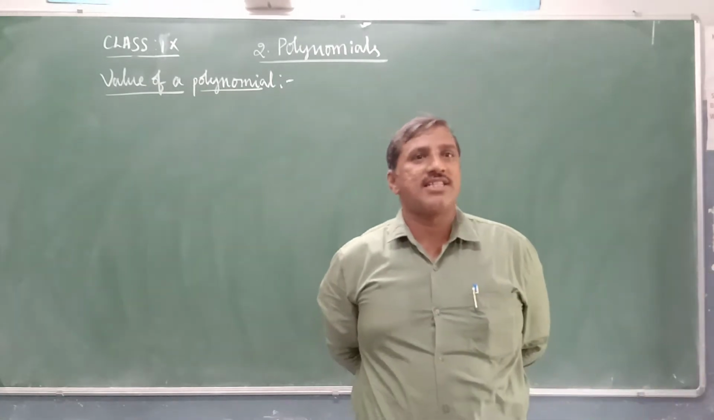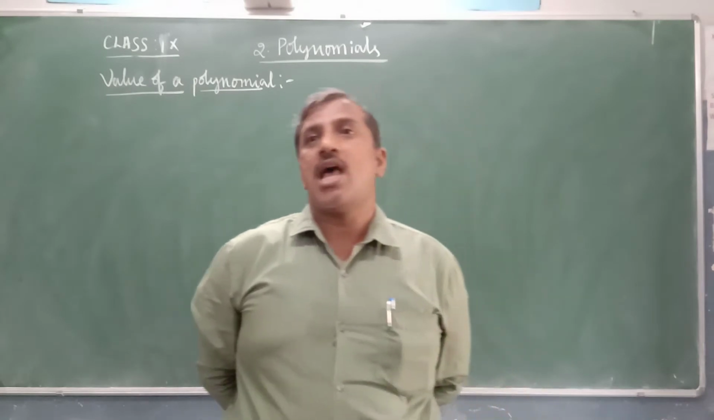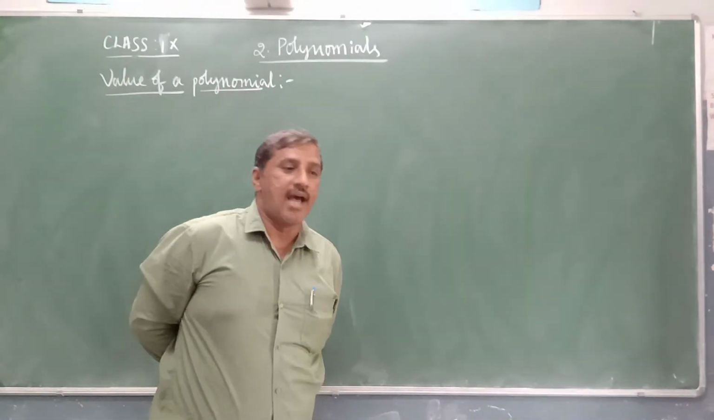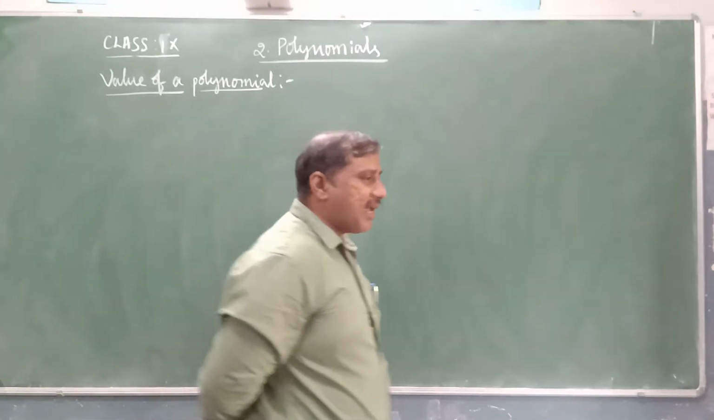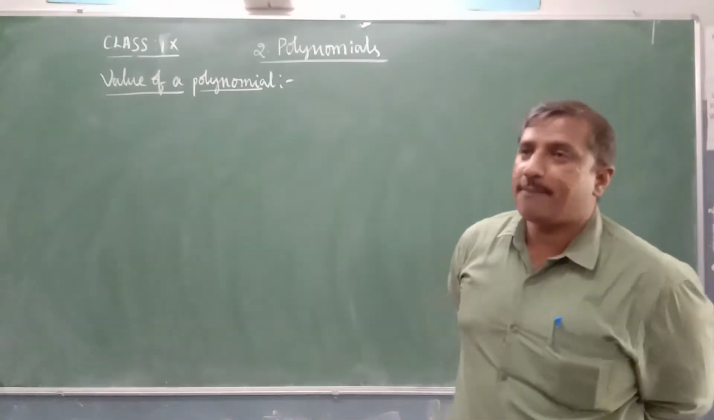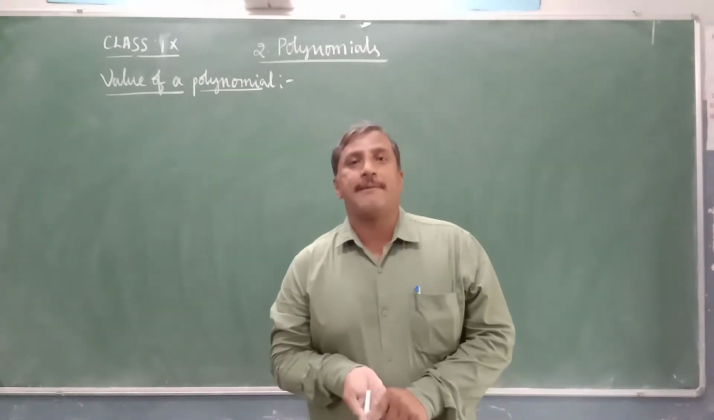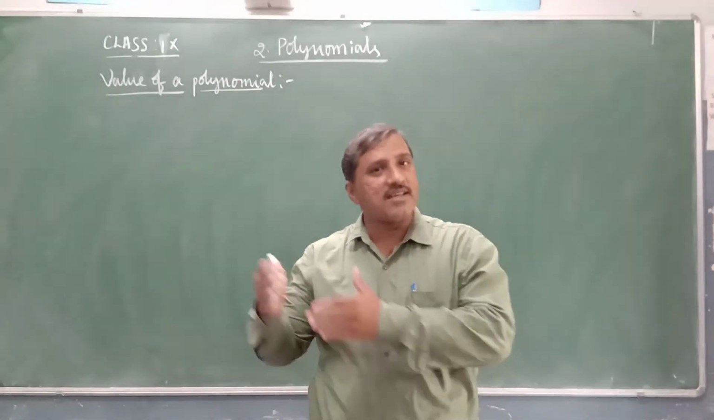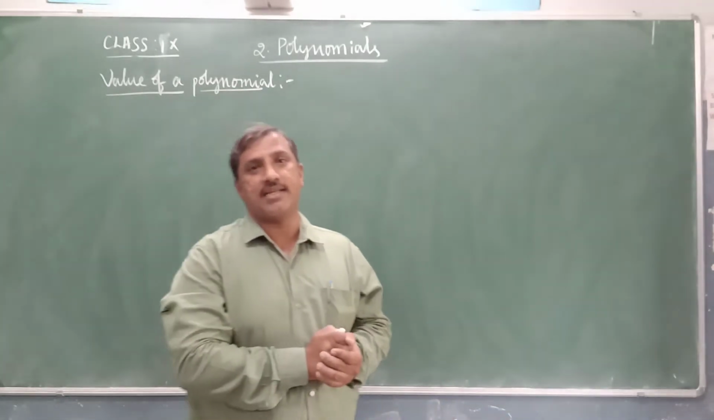So in the last class we discussed the kinds of polynomials and their applications, and today we are going to discuss the value of a polynomial and the zero of a polynomial. What is the value of a polynomial? Yes, it is a number. How do we get it?